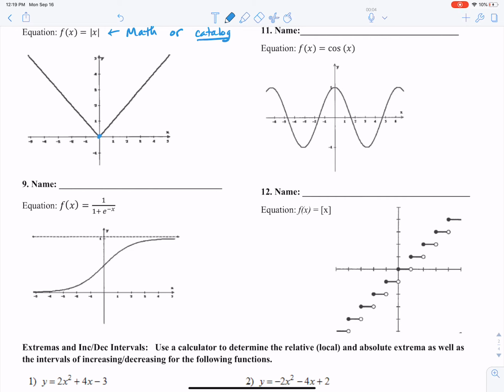Number 9 is something called the logistic function. That is something that is brand new to you right this second. It doesn't have to have an e to the x in it. The other version would be 1 plus b to the x. But it's worth noting for this one that it has two asymptotes. In the parent function, y equals 1 and y equals 0 are the two horizontal asymptotes. We'll talk more about that later this unit.